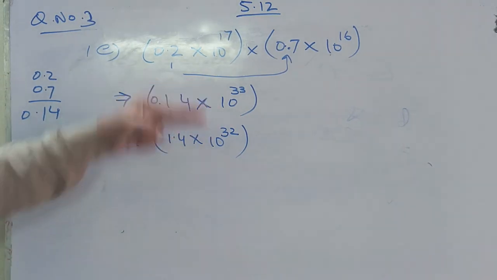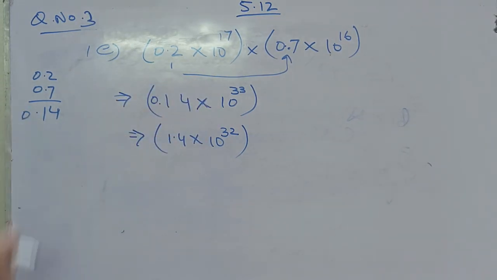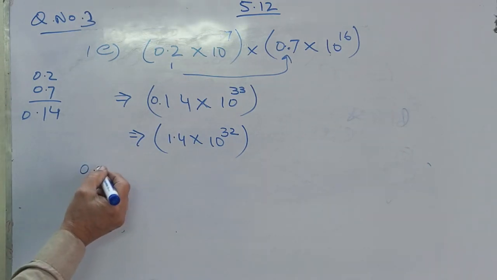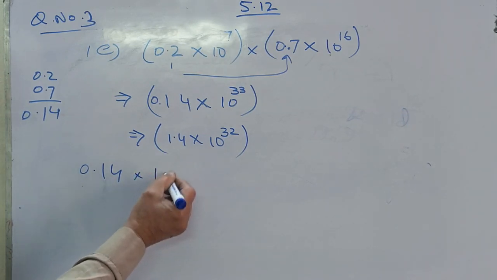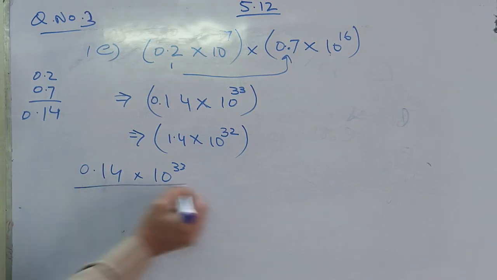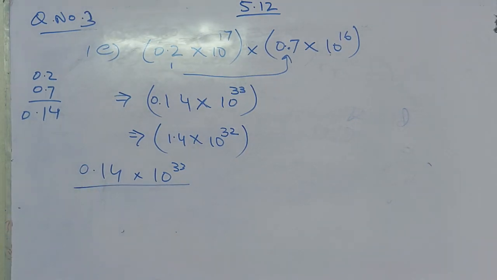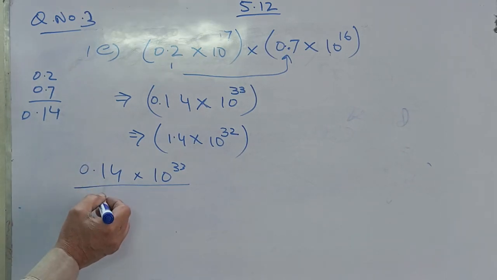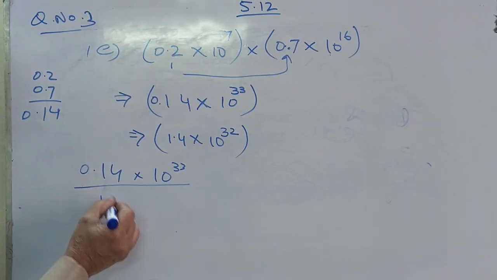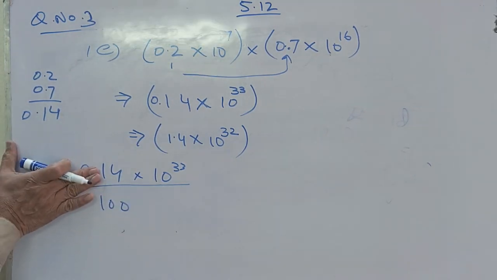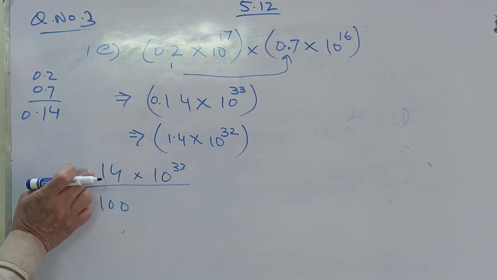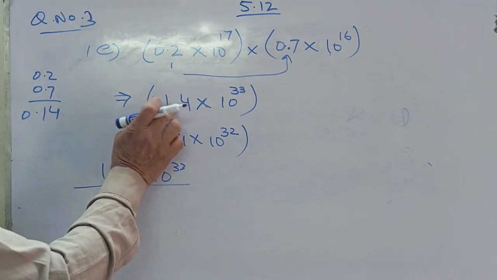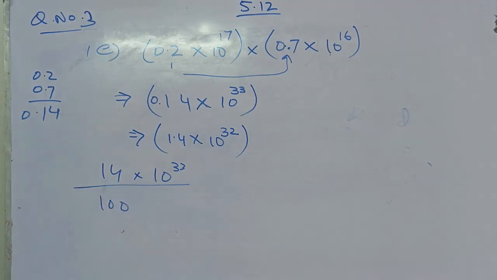Let me elaborate this step, how I did it. So you see that it means 0.14, and there are how many zeros? Now what I've done is I have removed the point from here. So it will become like this. Now it is simply 14 times 10 to the 33, divided by 2 points also.